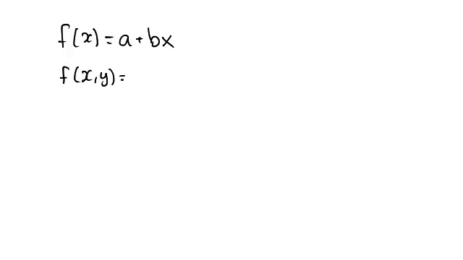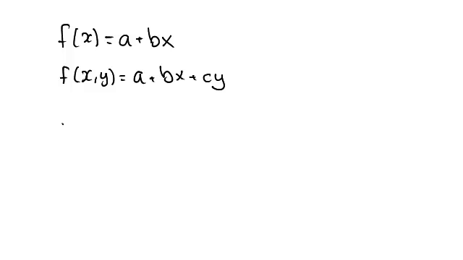For a one variable function f of x, we say that it's a linear function if I can write it like this, a plus bx, where a and b are constants. A is called the intercept of the function, while b is called the slope. The definition of a linear function when we have several variables is then as follows. F of x comma y is equal to a plus bx plus cy, where in this case a, b, and c are constants while x and y are my variables.